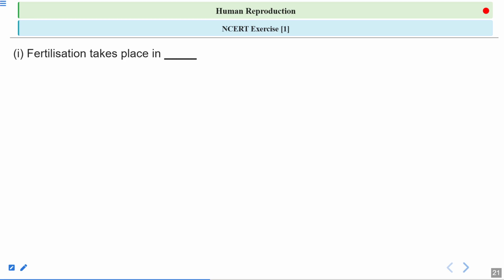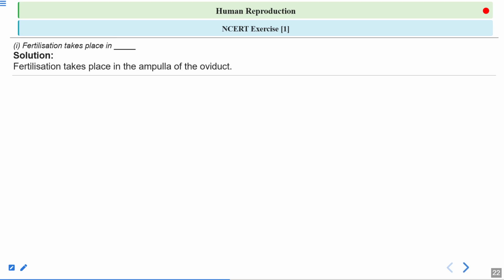Now again, this is a very straightforward question. If fertilization takes place in, they're asking you about the site of the fertilization. So what will be the correct answer here? So let's have a look at the answer now. Fertilization takes place in the ampulla of the oviduct. Oviduct is also known as the fallopian tube.